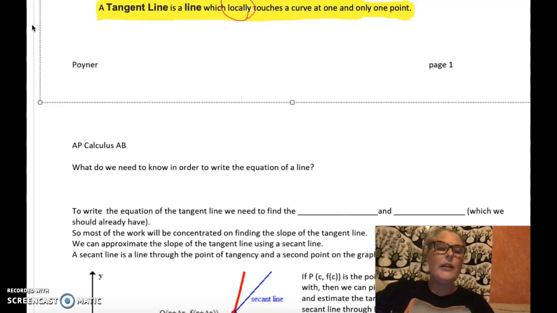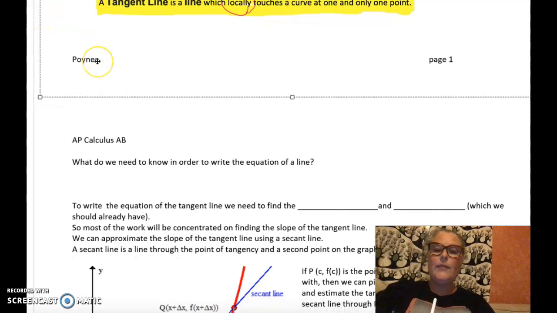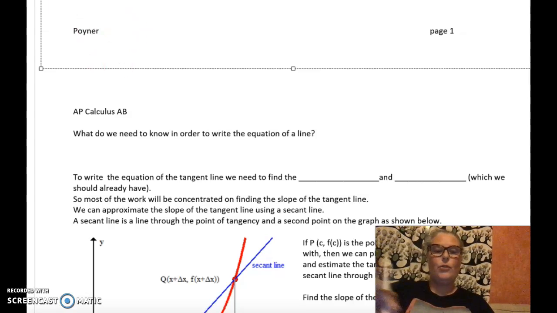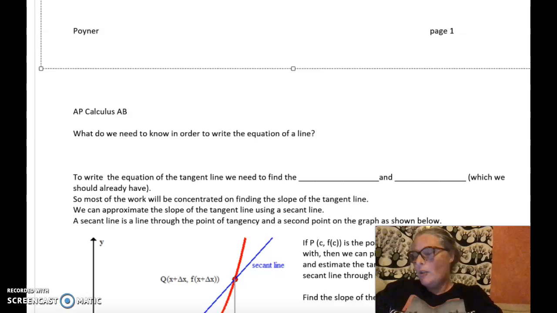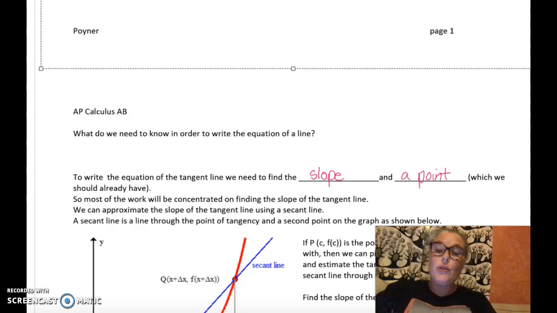To write the equation of a line, you need 2 things at a minimum. So I want you to pause the video, or if you could do it quickly, put it in right now. The 2 things we need to write the equation of a tangent line are the slope and a point. If we're talking about tangent lines, usually you're given the point of tangency, so that part is there already. So really the hardest part of these tangent problems is finding the slope of the tangent line.